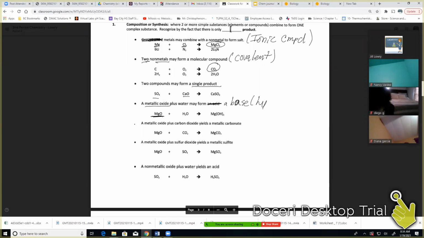And the type of base is a hydroxide, which is your OH group. That's one of your polyatomic ions on your ion sheet. So if I have a metallic oxide and water, it comes together to form a metallic hydroxide. The metal that you start with, in this case magnesium, is going to be the same metal in the hydroxide.